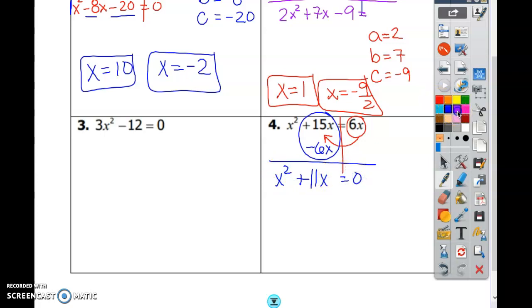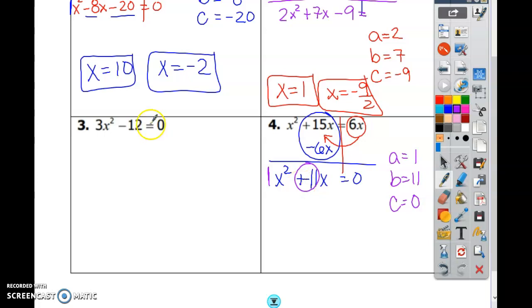So when you write down your letters, A is 1. B is 11. I got that from there. And C, if there is no C, it's a 0. You have to have an A, a B, and a C. You have to. And you have to do the math to combine if you need to combine. Because today when you do Delta Math, some of those you're going to have to combine. And if you don't know how to combine them, you're going to be getting the wrong answers.